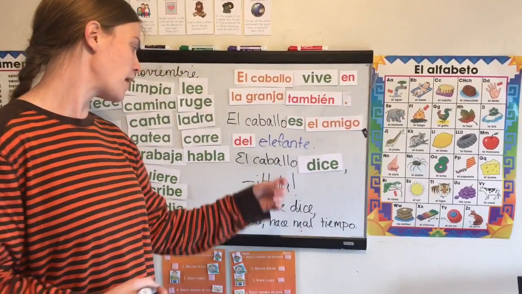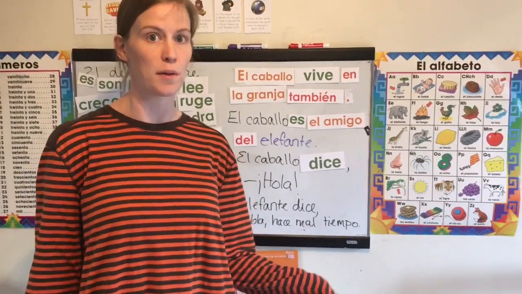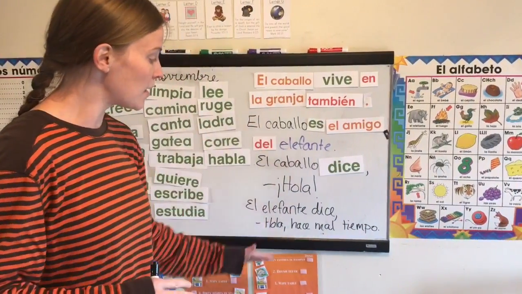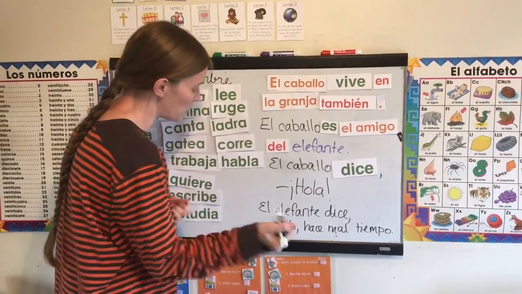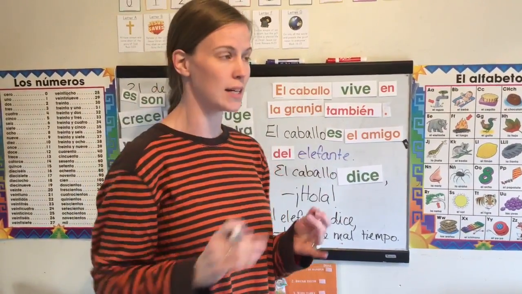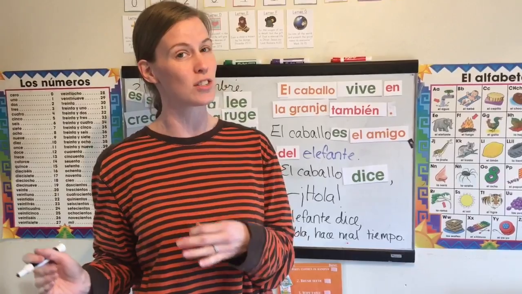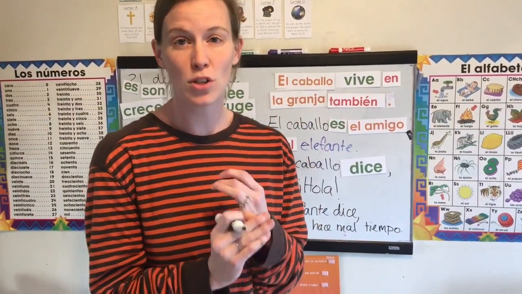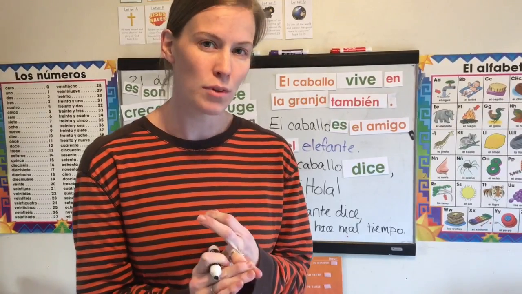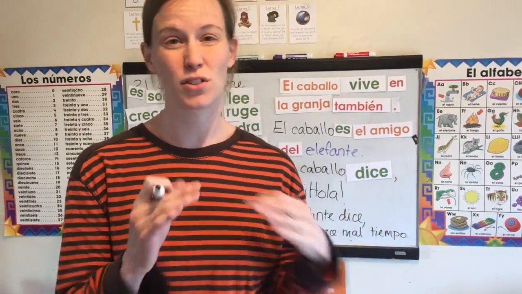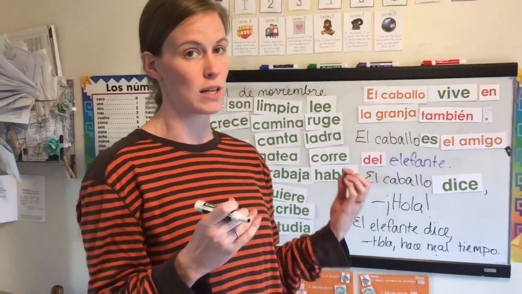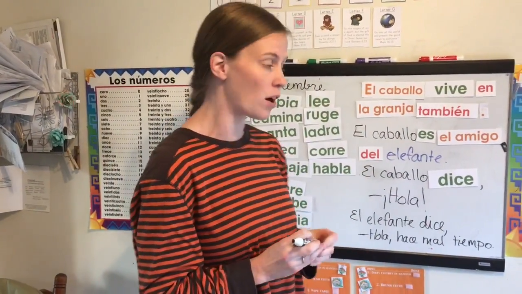Maybe the caballo could say, sí, hace mal tiempo, or no, hace buen tiempo. But you can keep the dialogue going with whatever you want to say. Try and stick with what you've already learned, otherwise it might get too complicated. If you have to look up a bunch of words in the dictionary, it means that you won't be able to go back and read it and understand it later. And it also means that you might write something incorrectly because you haven't learned how to put those words together. And in Spanish, you put the words together differently than you do in English. So it's good to stick with what we've already learned.